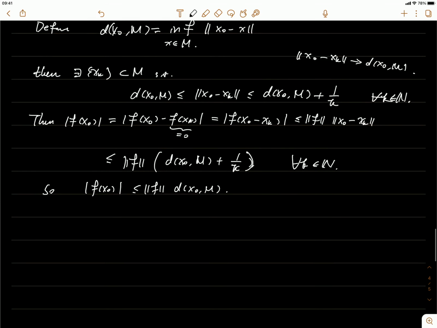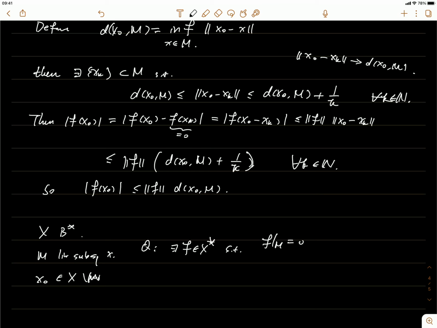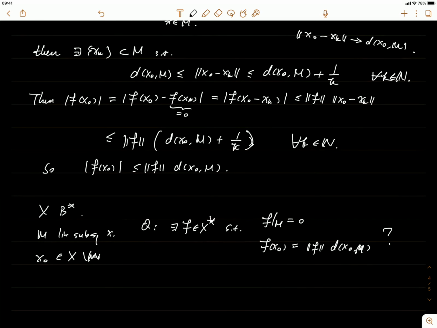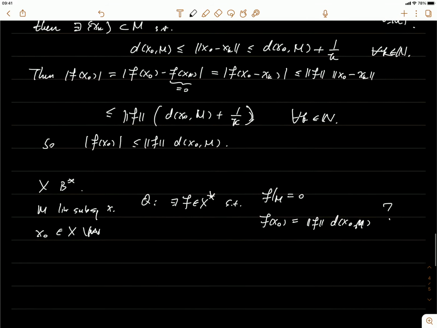and at the same time, for any given x naught, the question is like this. If X is again a B star space, M is a linear subspace of X, and we also have some x naught that is in X but not in M, does there exist some f in X star such that f is completely 0 on M, and f of x naught is equal to the norm of f times the distance between x naught and M? That's our question. The answer to this question is yes, and that is going to be proved by the following theorem.